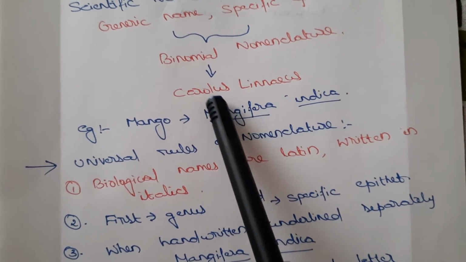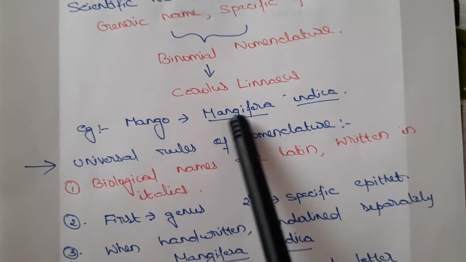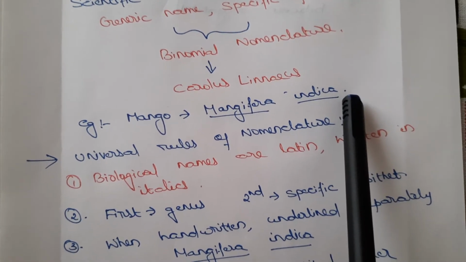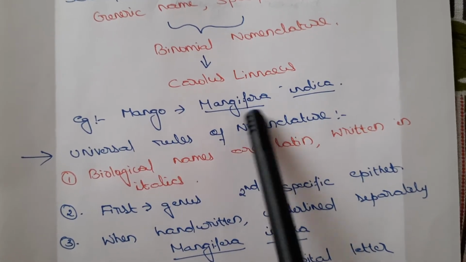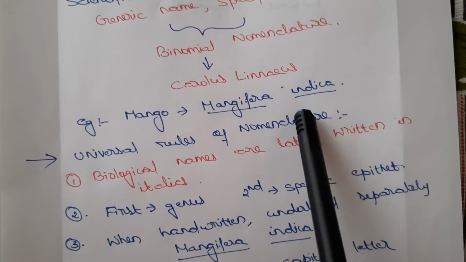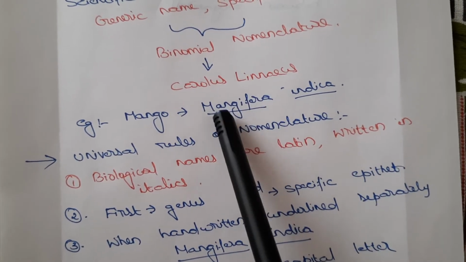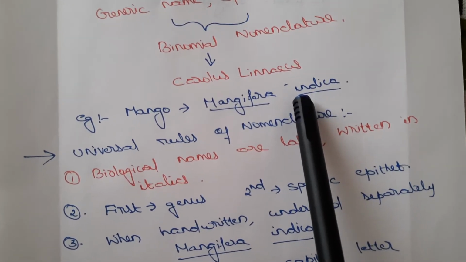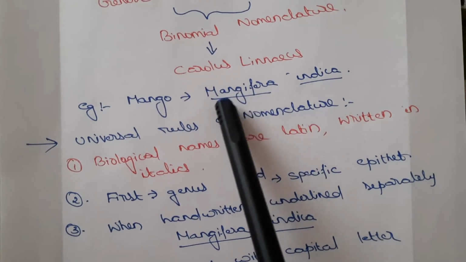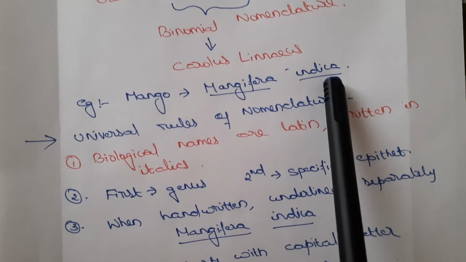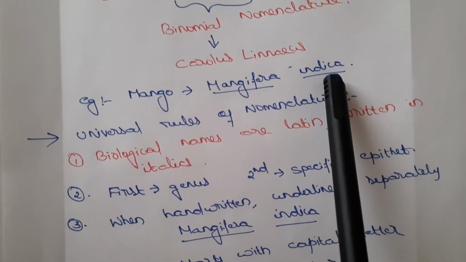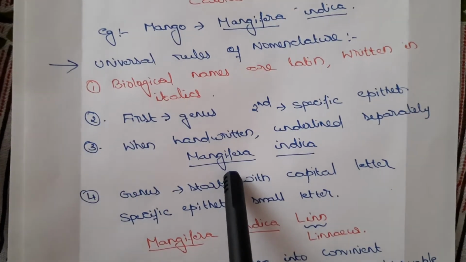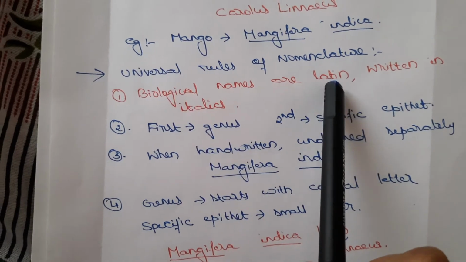Also, the first letter of the generic name should be capital. The first letter of the species name should be in small letter. So this first name is the generic name, the genus name. This is the specific epithet. The genus name should start with a capital letter. The specific epithet should start with a small letter. If you are going to handwrite it, it should be underlined separately. If you are going to print it, it should be printed in italics. And the name should always be in Latin language. So these are certain rules of nomenclature.